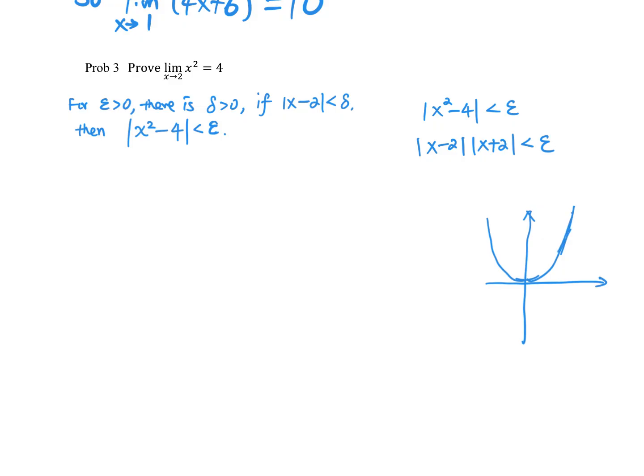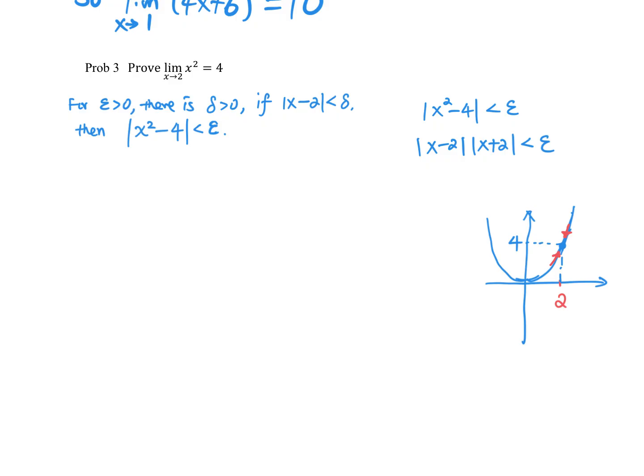And 2 is here. And we want to show that, by the way, actually this is 4, okay? We want to prove that the limit is actually 4 when x is approaching 2 from left and right, on either side. But mathematically, we have to prove that formally, not just graphically, okay?